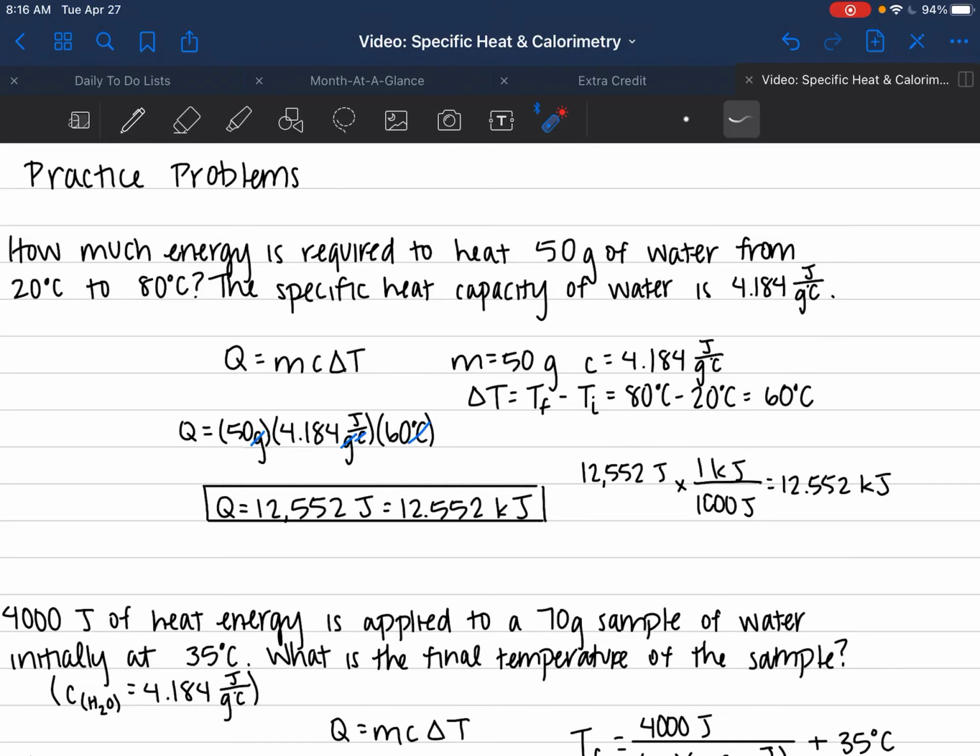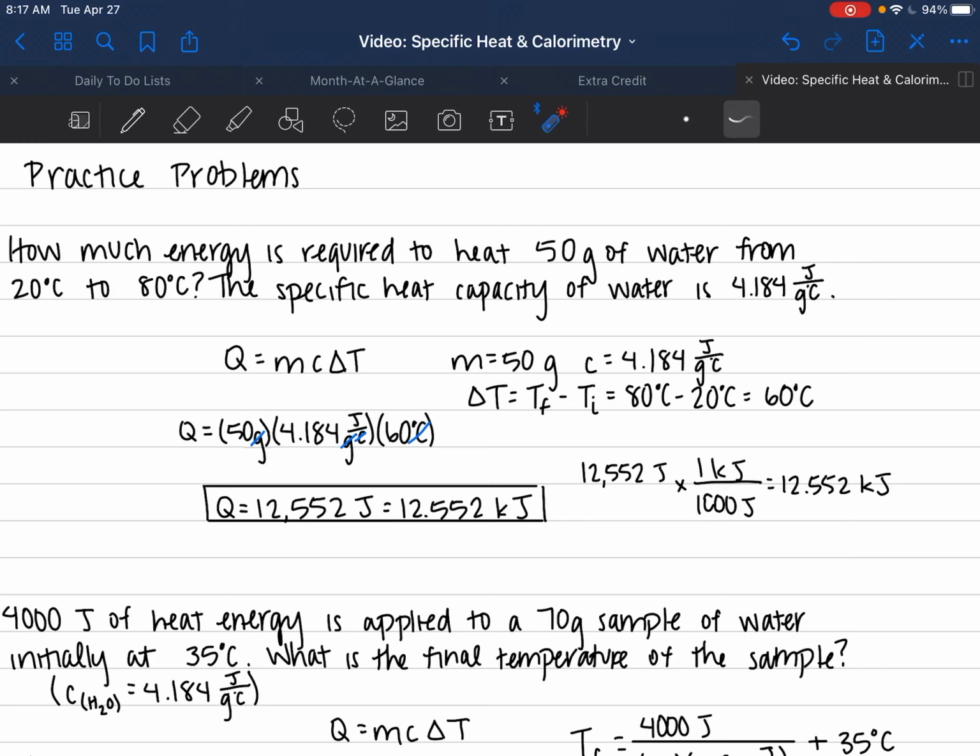Now that we've had our introduction to specific heat, we've learned our vocab, we've gone through a couple of concepts, we're going to go through several practice problems. So for this first one, we want to know how much energy is required to heat 50 grams of water from 20 degrees Celsius to 80 degrees Celsius. And it even tells us the specific heat capacity of water is 4.184 joules per gram degrees Celsius.